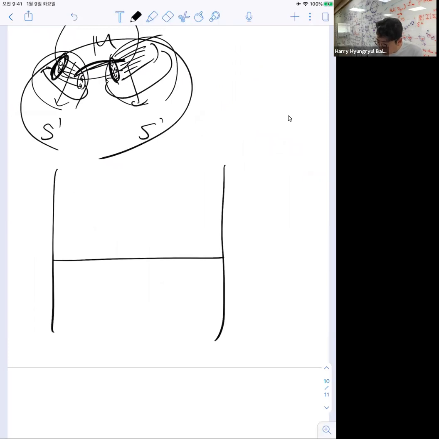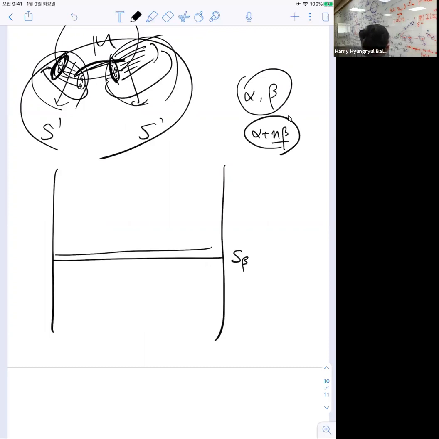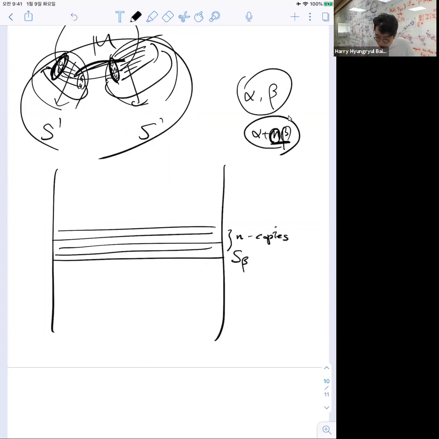So let's say this is S beta. Recall we're looking at two cohomology classes, alpha and beta, and we are considering the sequence obtained from alpha plus n beta. And here is the surface S beta. Since we're multiplying n to beta, we do want n parallel copies of S beta. And there is some way the S alpha is also located, and let's assume they are put in the minimal position.